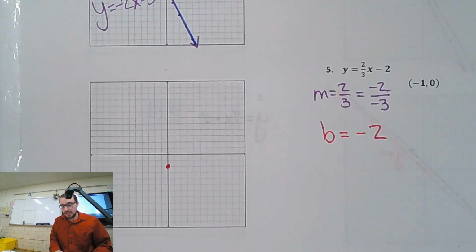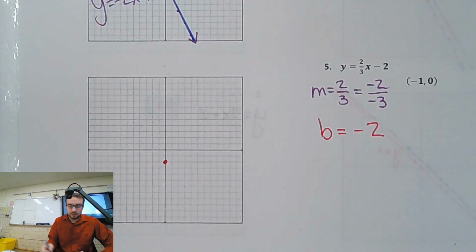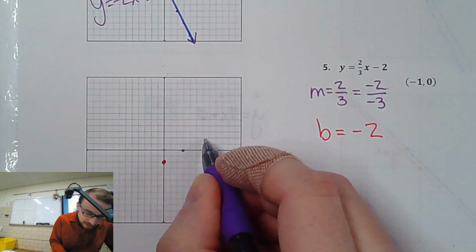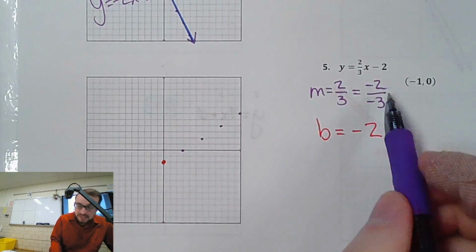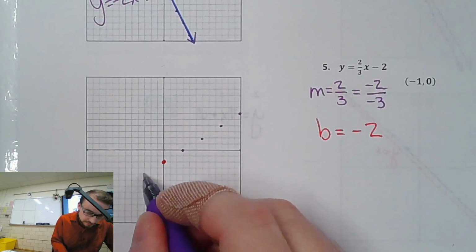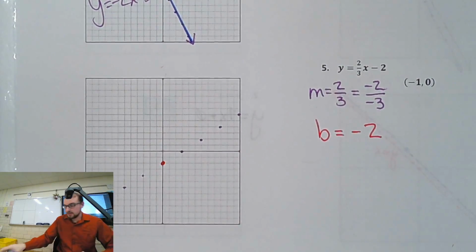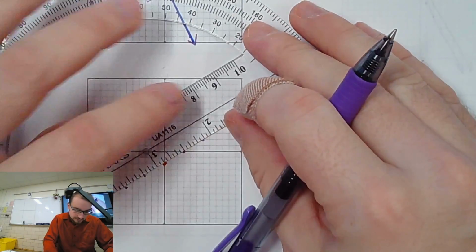All right, next one. We've got our y-intercept at negative 2. We're going to use our slope of up 2 over 3. Up 2 over 3 gets us to here, and I can keep doing that, up 2 over 3. I can also use down 2 left 3. And there's our line. We want a line that is parallel to that.